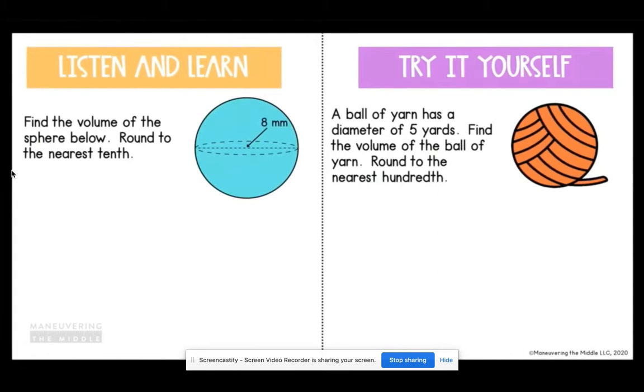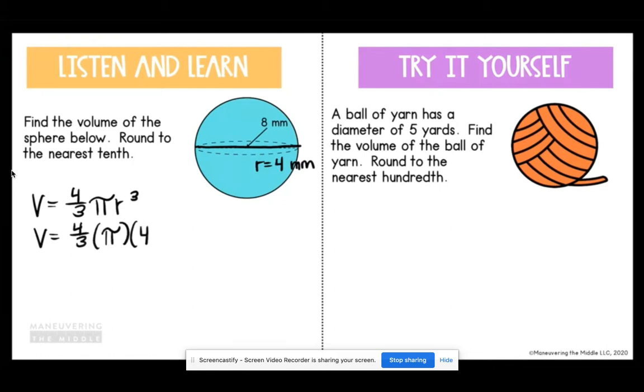Find the volume, round to the nearest tenth. So here's our formula. If you look at this sphere, they gave us the measure of the diameter, but we need the radius. Well, if the diameter is 8, we know the radius is half of 8, or 4. Substitute the radius into your formula. And now we need to multiply these three values. 4/3 times pi times 4 to the third power, rounded to the nearest tenth, gives us 268.1 millimeters cubed.